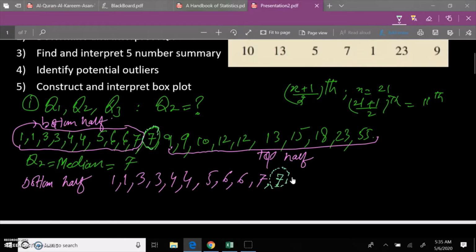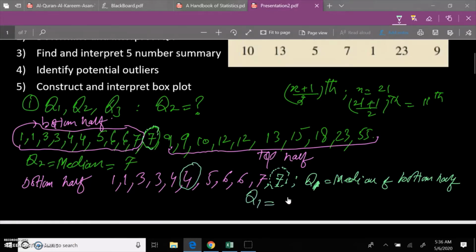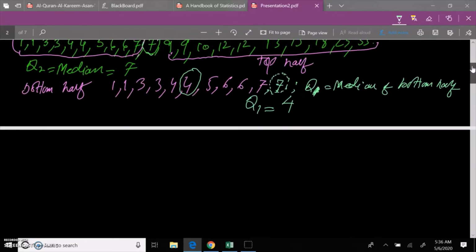Our Q1 will be the median of the bottom half of my data set, right? And this will be at the 6th position. 1 2 3 4 5 6. So this is going to be our Q1. So my Q1 comes out to be 4. Okay, that's how you find a Q1.